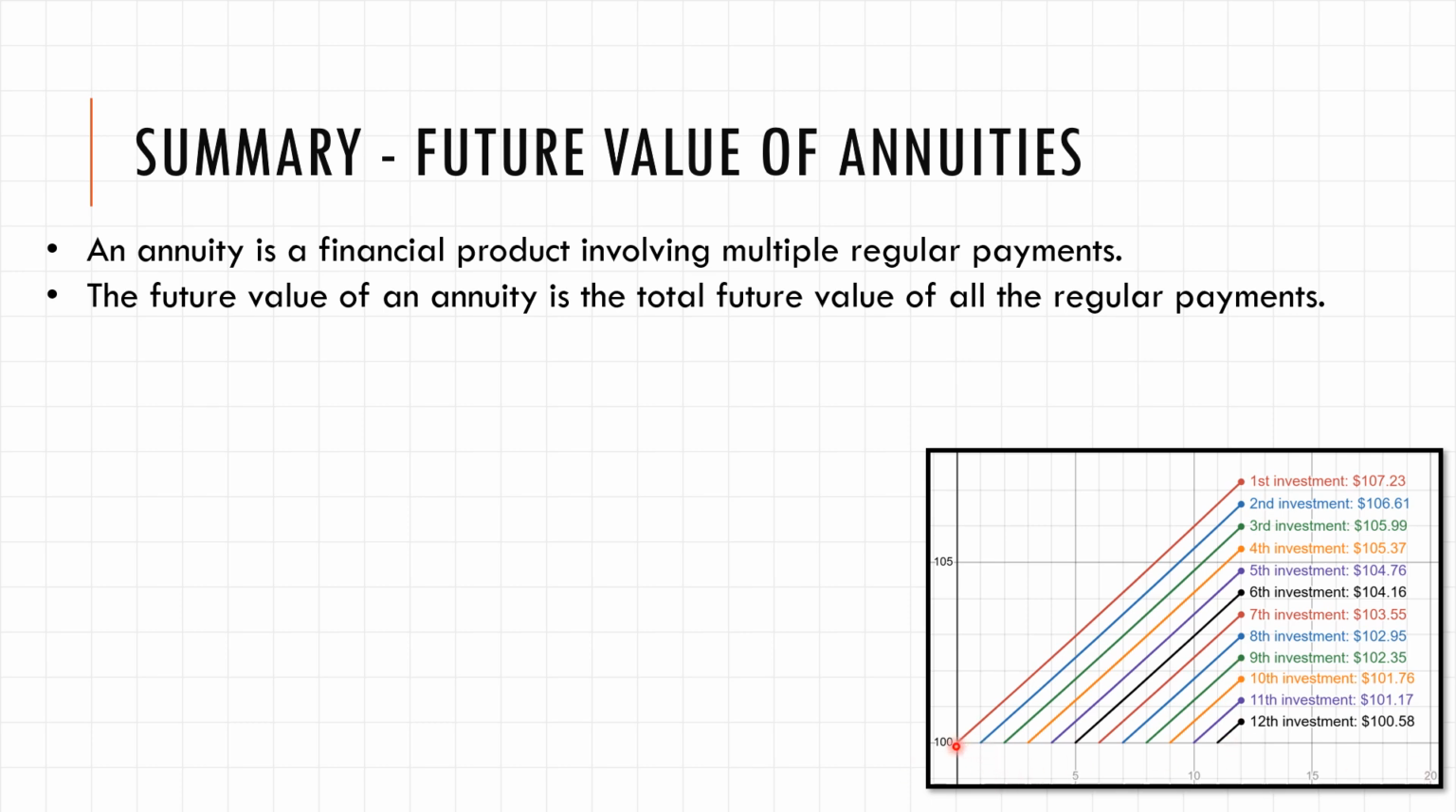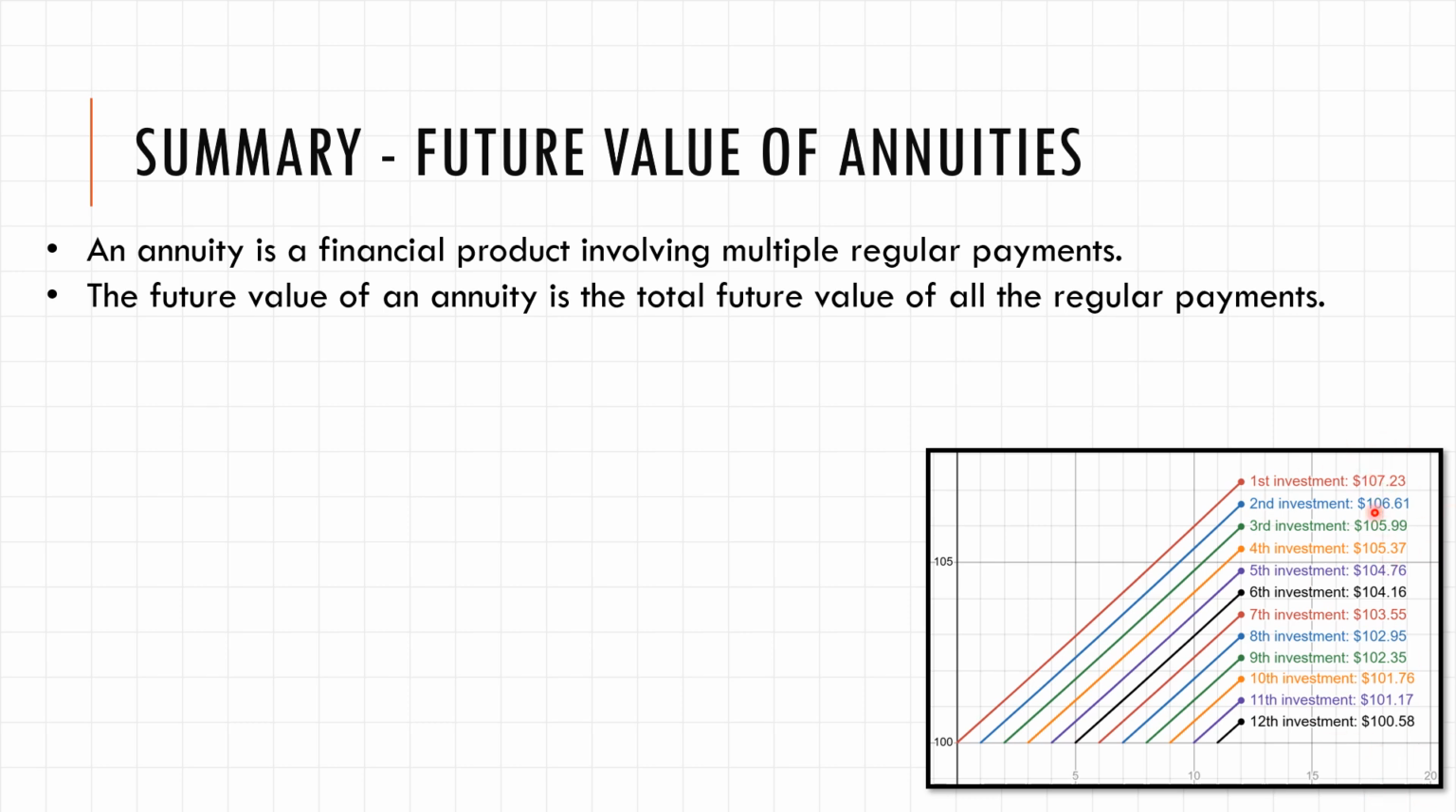My second investment, I invested 1 month later. So notice it has less, it only has 11 months to grow. And that's why it doesn't grow to as high. This is my third investment, my fourth, my fifth, and so on. And the annuity is the sum of all of these. They're all separate investments. And the future value of the annuity is the total value of all of these.